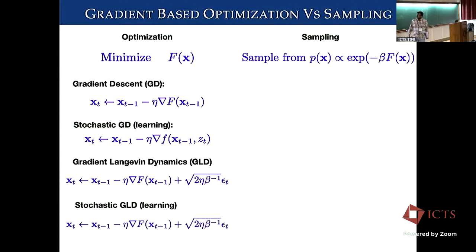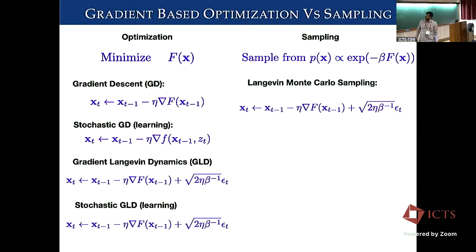On the other hand, you have Langevin Monte Carlo sampling, where really what you do is the same thing: gradient descent plus added noise. If you add noise with the right beta parameter, you can show that you will be sampling from the original distribution.